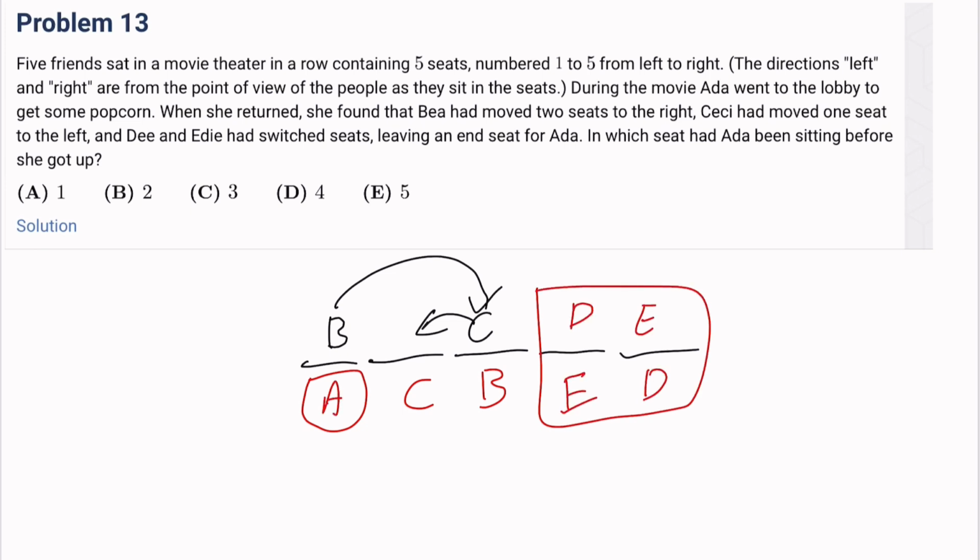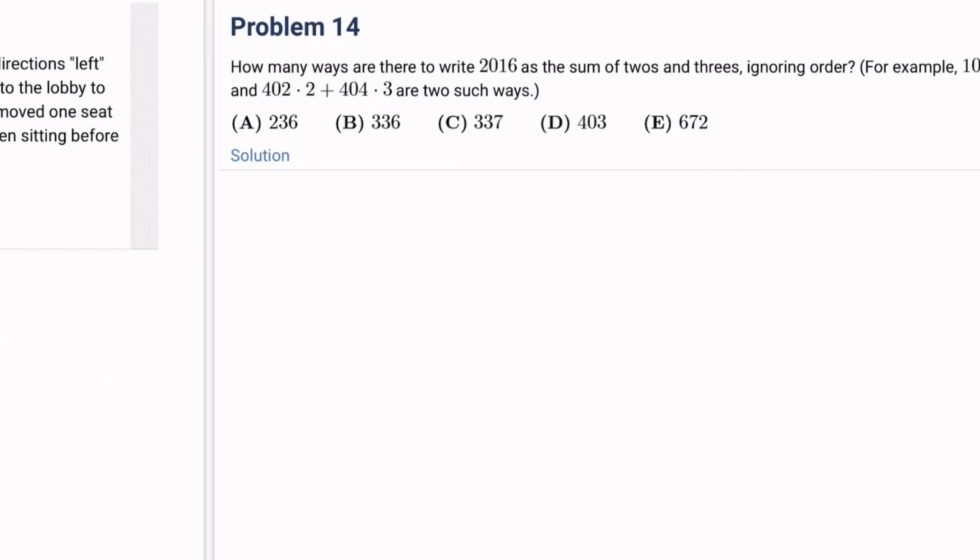And so this would be Ada's seat, and so in which seat had Ada been sitting before she got up? That's the open seat in the first arrangement. So this is Ada's seat, so seat 2. The answer is B. Number 14.